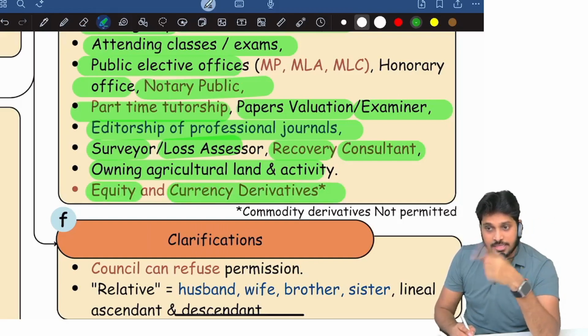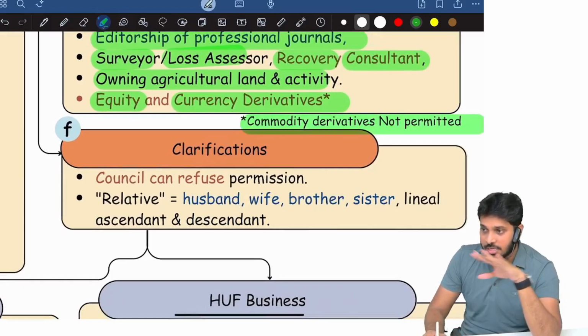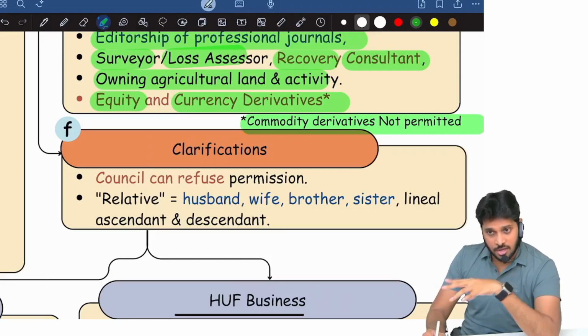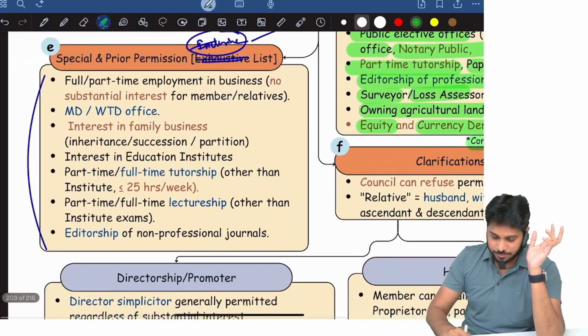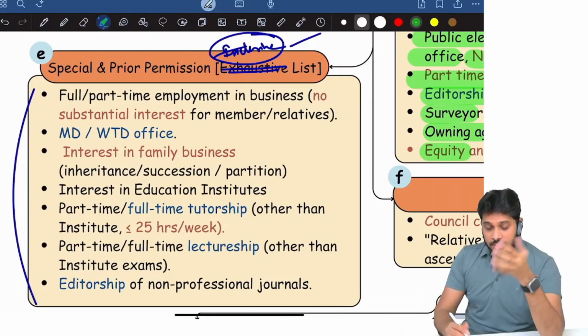No permission is required. This is there in one question bank, that's why I kept it here. Whereas commodity derivatives are not permitted to a CA. So trading in currency derivatives is permitted, equity derivatives is permitted, but not commodity derivatives. Okay, next. Now, what are all the cases where special permission is required? This is only an inclusive list.